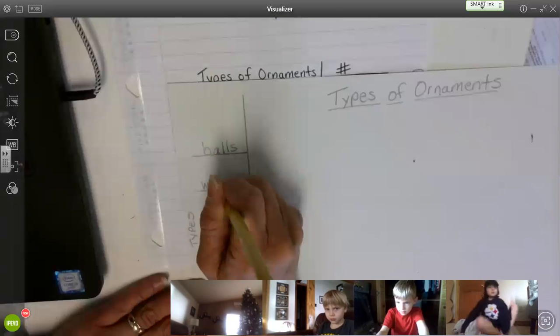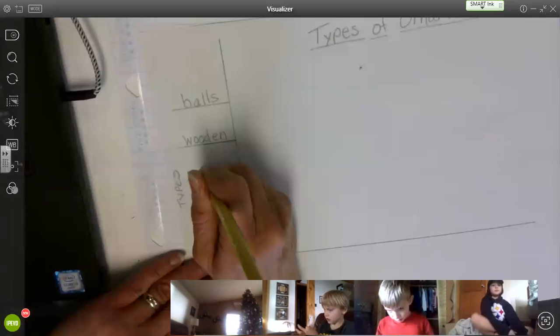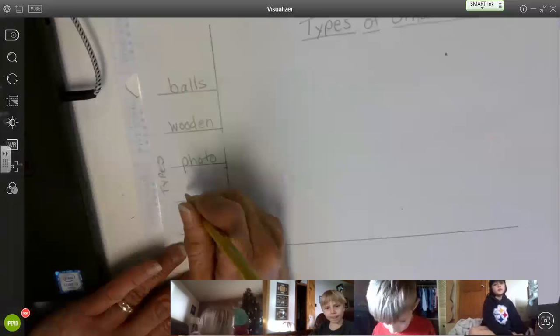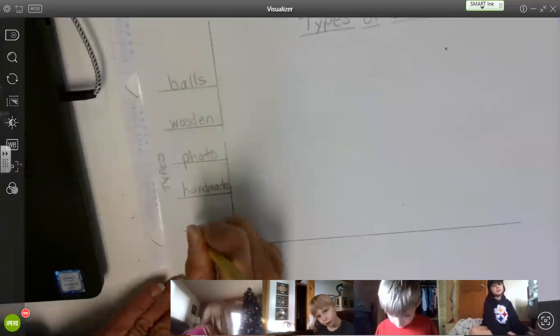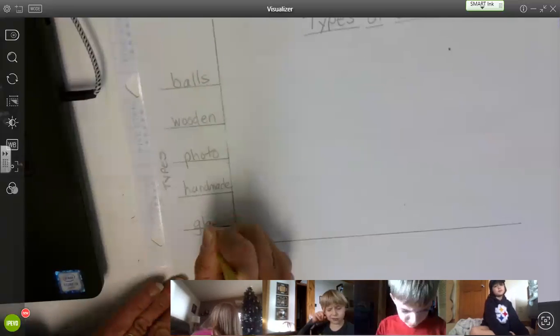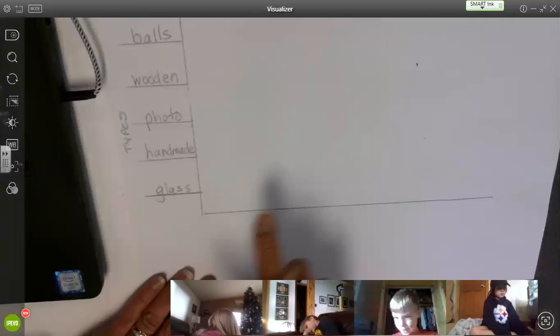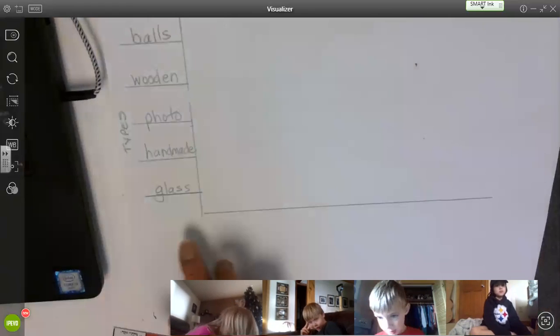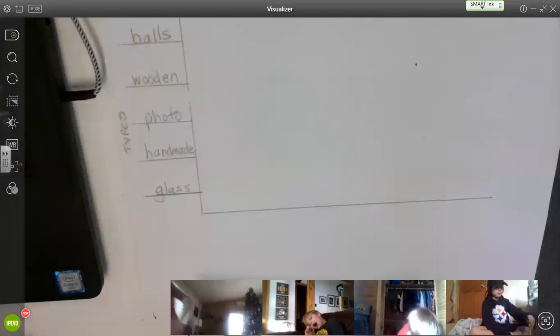I said photo, handmade, and then I said glass. Those are all the kinds that I saw on my tree. Now, what do you think is going to go on the bottom? Henry, what's going to go on the bottom of my graph? If this is the types, what am I going to write on the bottom of my graph?